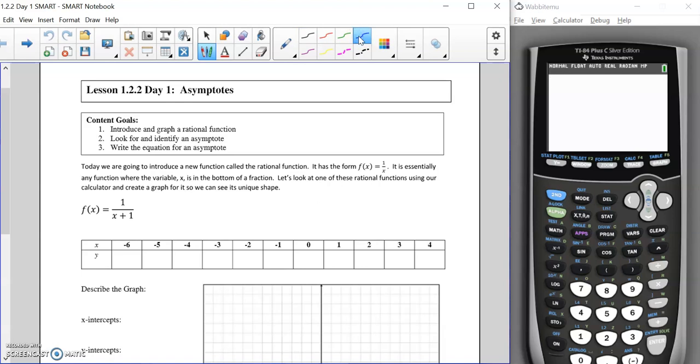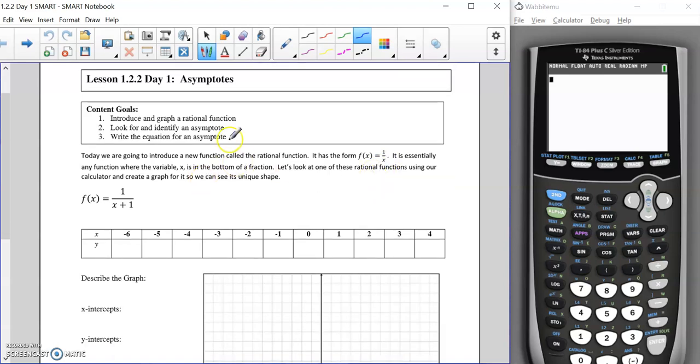122 is going to be all about something called asymptotes. It's a funky word, but it's pronounced asymptotes. And they are involved with rational functions. And a rational function is something that has x on the denominator of a fraction, right? So an equation where x is on the bottom is a rational function. So we're going to try to graph one, and we're going to explore what these graphs look like and how this thing called asymptote comes into play.